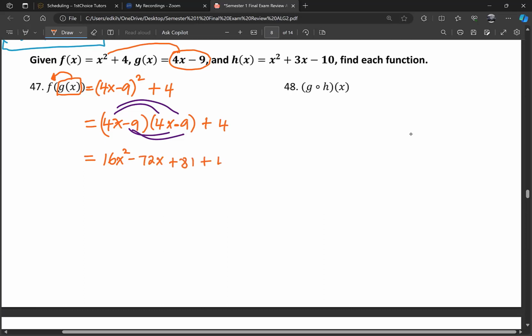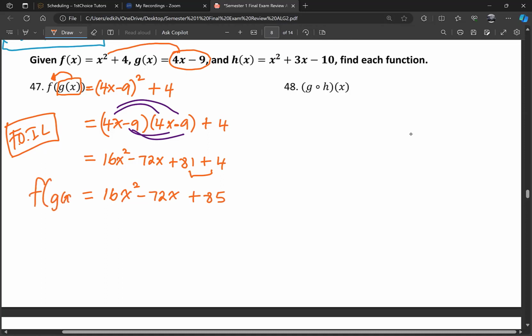I skipped a step because I know you guys know how to FOIL. If you don't know how to FOIL, go to YouTube and just Google how to FOIL. And I hope you know how to FOIL, because if we don't, we're in trouble. At this point in the game, we got to be proficient in foiling. It needs to be like a fundamental skill that we just know. All right, so we go to 16x to the second minus 72x. These are like terms, so I'm going to combine them. It's just going to be 85. So f of g of x is this answer.